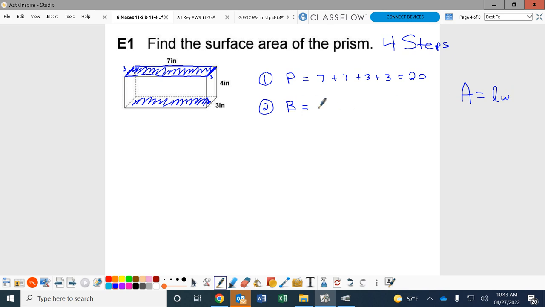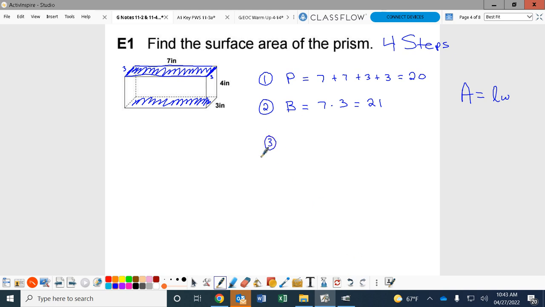So we need to find the length and the width. So the area of the base is going to be length 7 times the width 3. Math is not hard, guys. 3 times 7 is 21. Step number 3. 3, not 4.